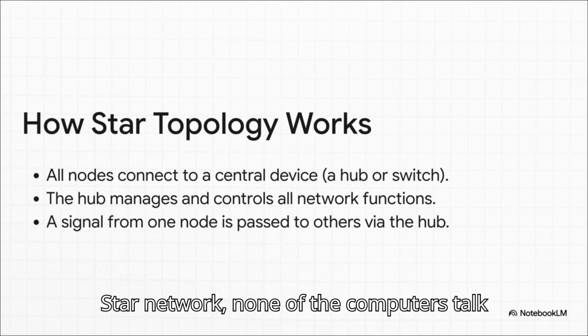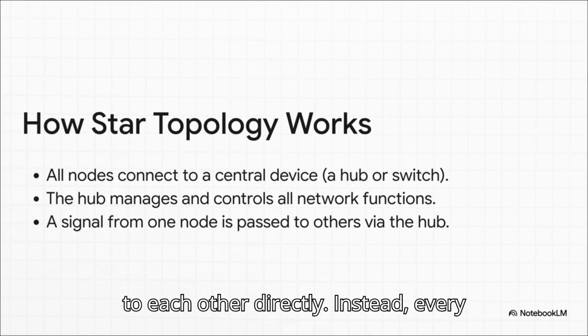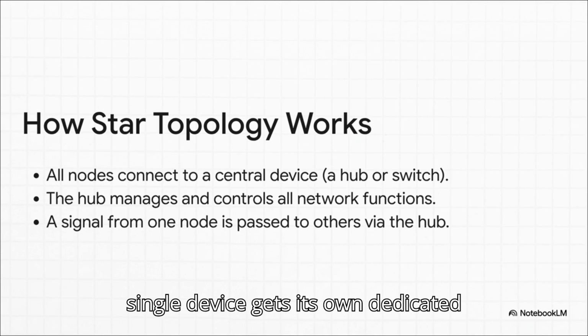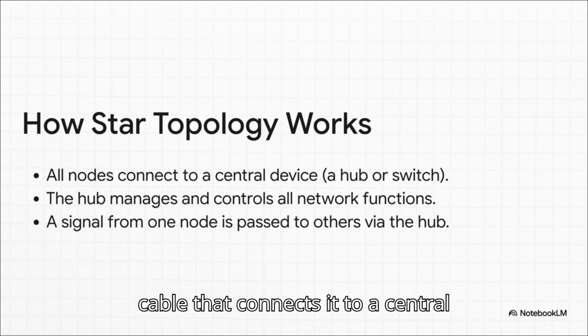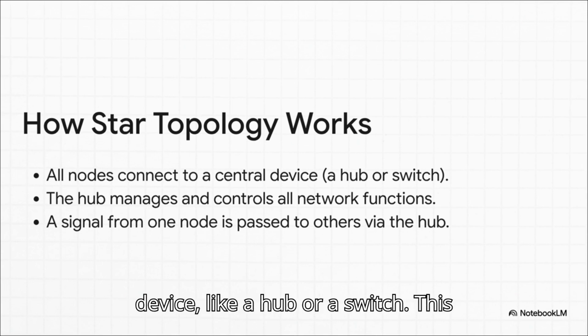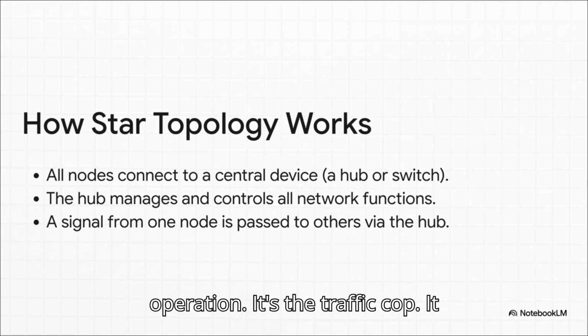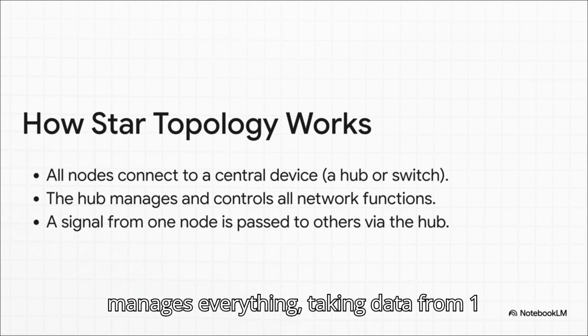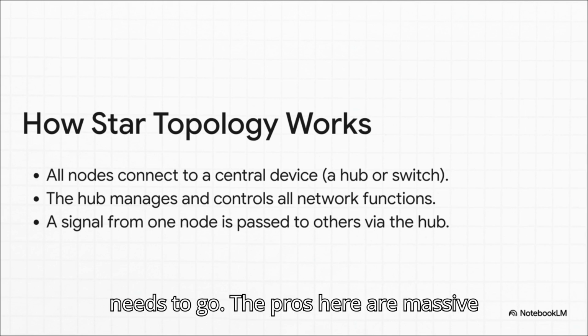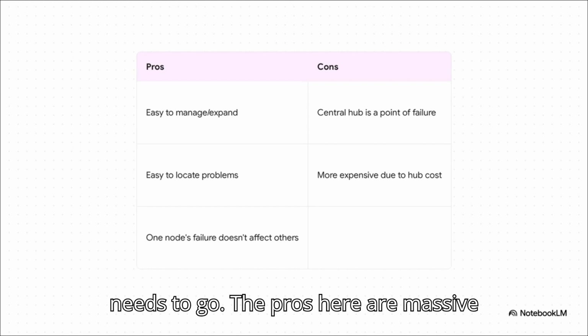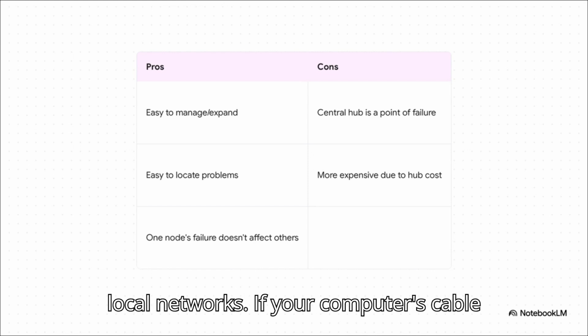In a star network, none of the computers talk to each other directly. Instead, every single device gets its own dedicated cable that connects it to a central device, like a hub or a switch. This central box is the brain of the whole operation. It's the traffic cop. It manages everything, taking data from one device and sending it exactly where it needs to go. The pros here are massive, and it's why Star totally took over for local networks.